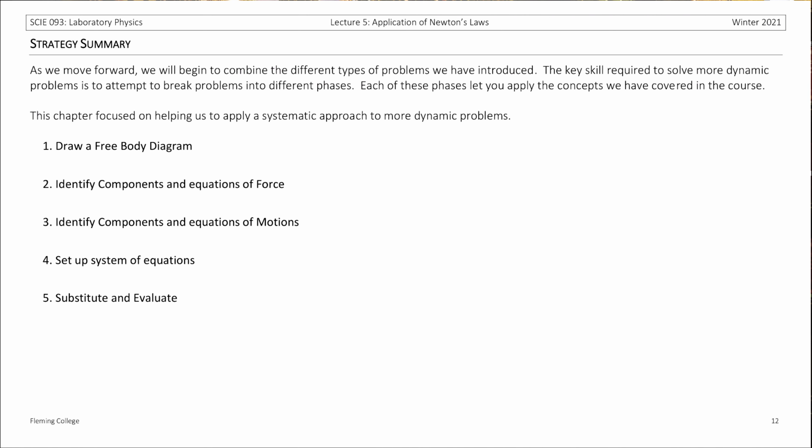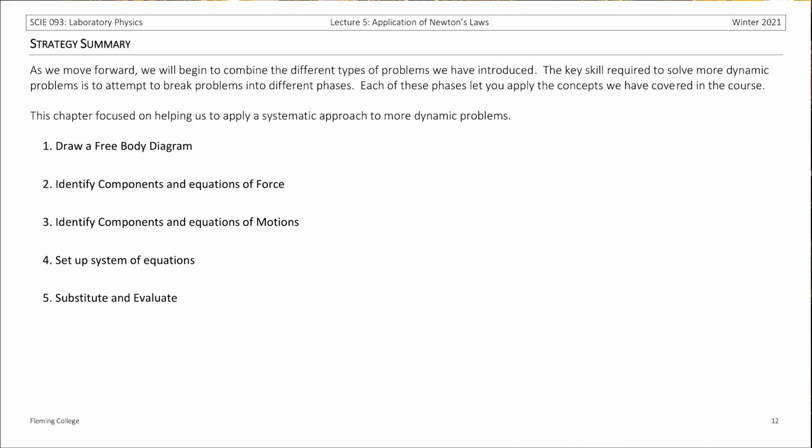As we move forward, we will begin to combine all of these components of motion. So while we only looked at a few scenarios today, you could have any combination. And you will in fact see that your textbook has questions that take free-falling objects and pulleys and ramps and frictions all in the same problem. This does not change your approach. We will still use the same five phases. The key skill to solving more dynamic problems is being able to concentrate on the phase you are in.